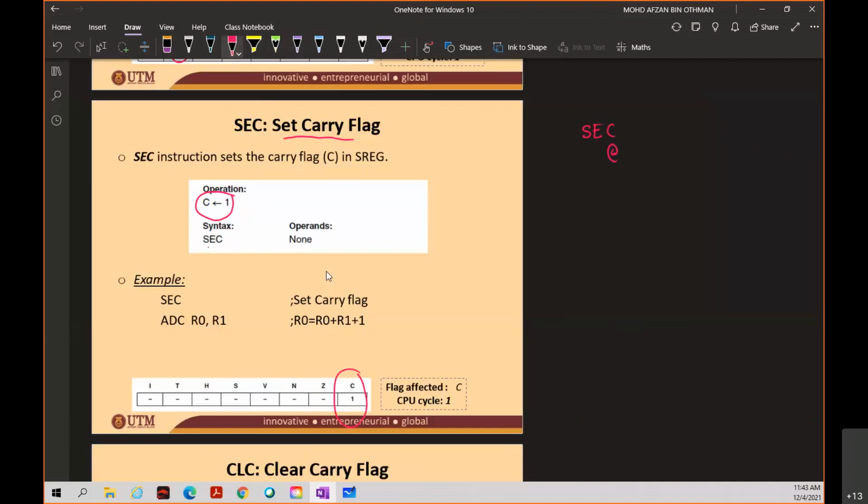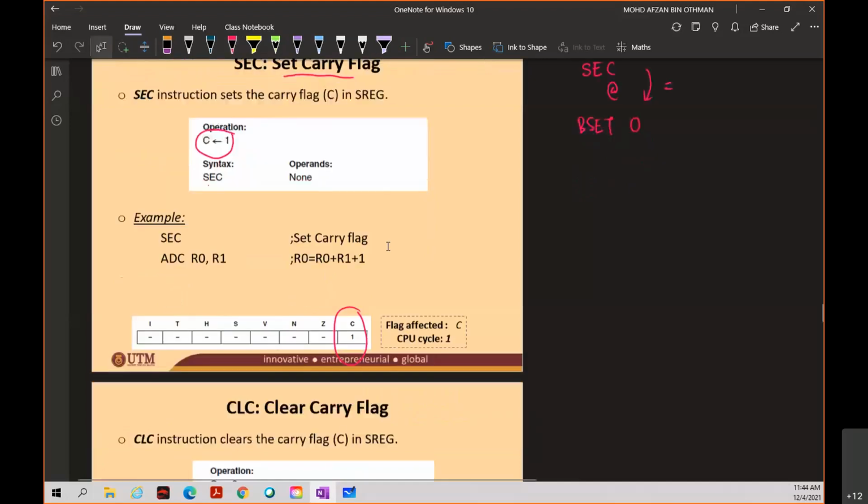Or if you're not going to use this instruction, you can use the BSET 0, which is also equivalent. It does the same thing. You're going to make your C flag, or your carry flag, as 1. You're going to set your carry flag as 1.